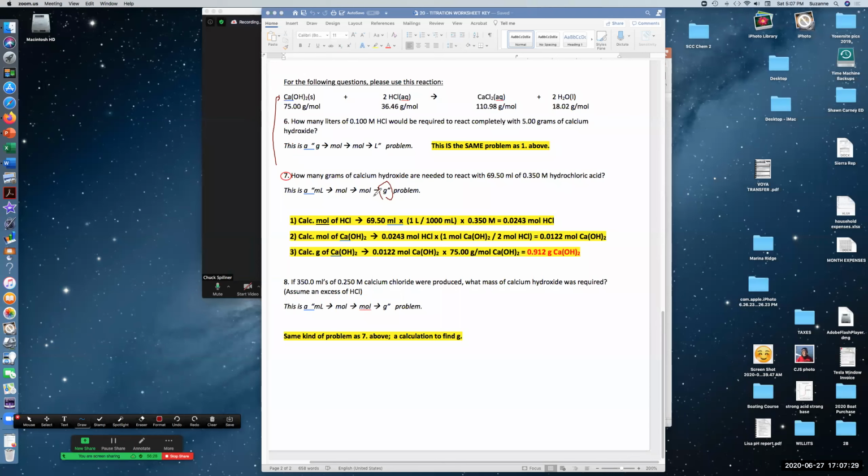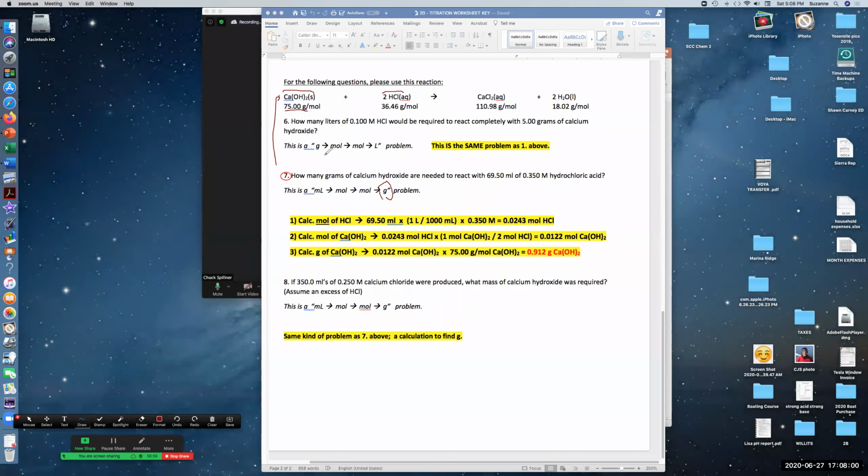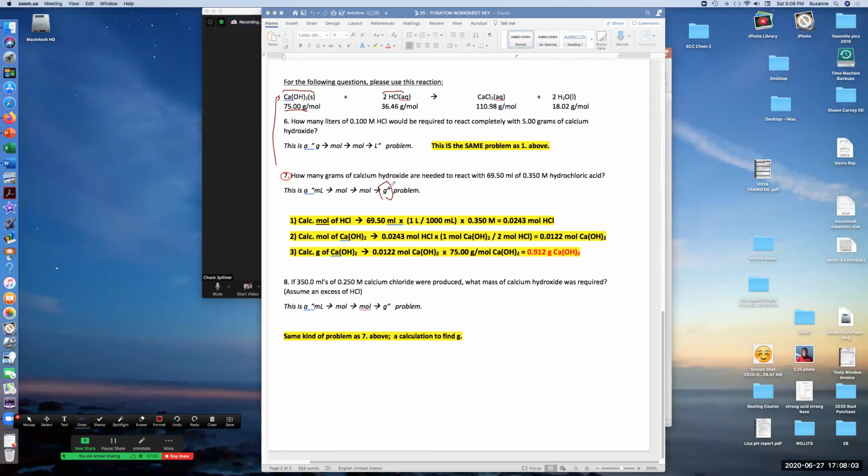Since we're dealing with grams, we are going to have to use the molar masses. In this problem, we're worried about calcium hydroxide, so that's here, and we're going to react it with hydrochloric acid, which is here. The mole ratio is 2 moles of hydrochloric acid per 1 mole of calcium hydroxide. We're going to have to use the molar mass of calcium hydroxide someplace, because it's dealing with grams of calcium hydroxide, and we're going to have to use this mole ratio.